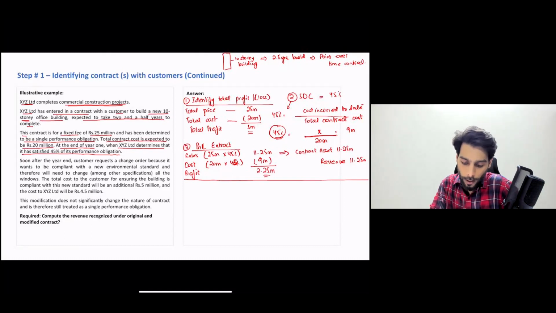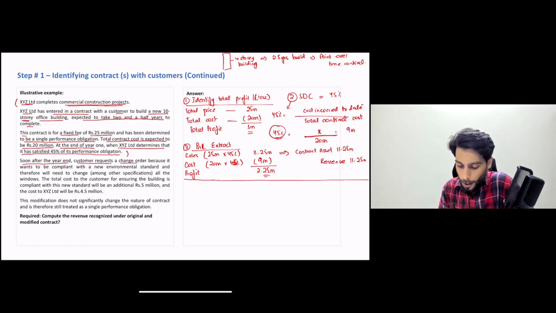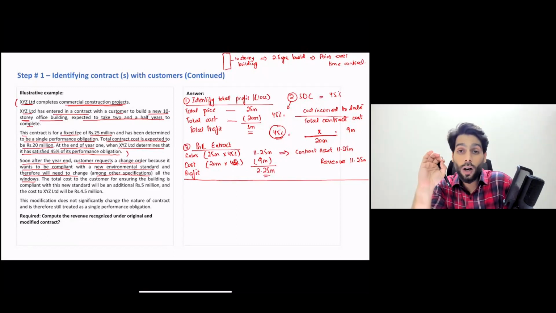Now we have read this question till here. Till here, nothing is unique. But now the unique part comes in. Just see. It says soon after the year end. Soon after the year end means 1st January next year, for simplicity. Soon after the year end, the customer requests a change order because it wants to be compliant with the new environmental standard and therefore will need to change, among other specifications, all the windows. Now your customer is basically not ordering a distinct good or service.